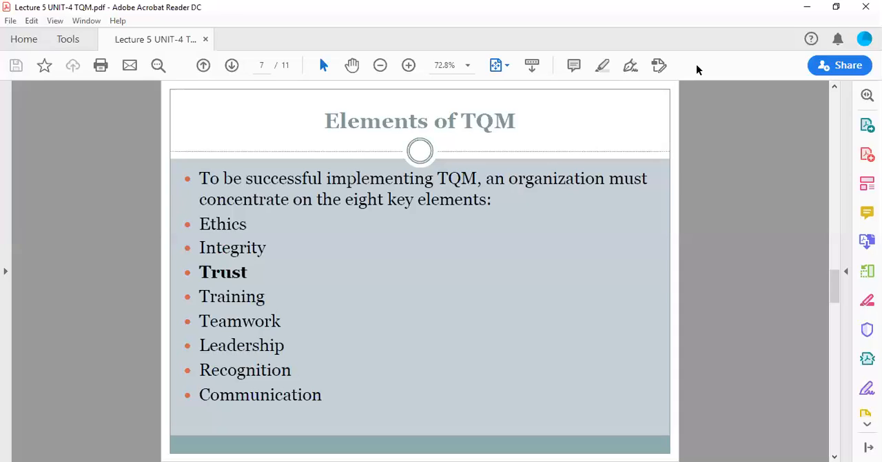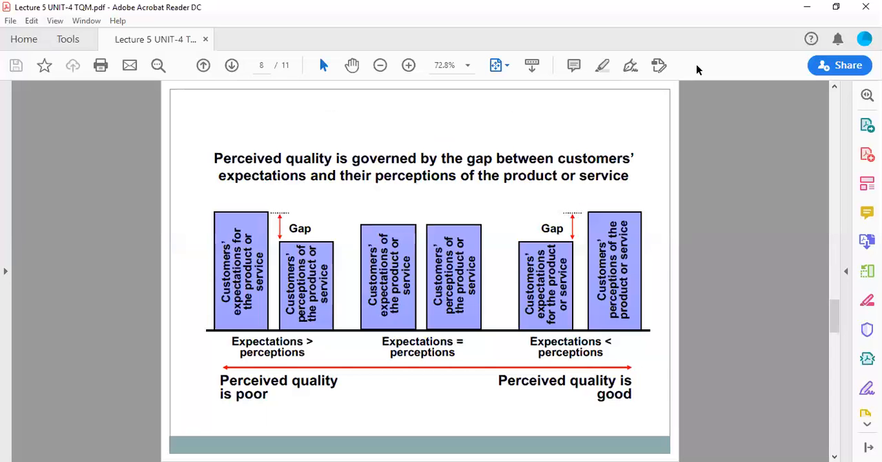Okay. Next is the communication. Communication is a very important point, because proper communication must be imparted from the sender to the receiver. If the communication is fractured, then the whole process of TQM will be fractured. So the communication process must be maintained for the successful implementation of TQM.